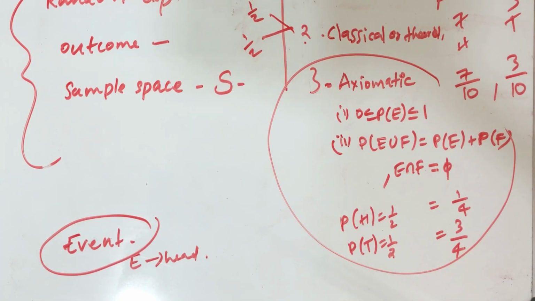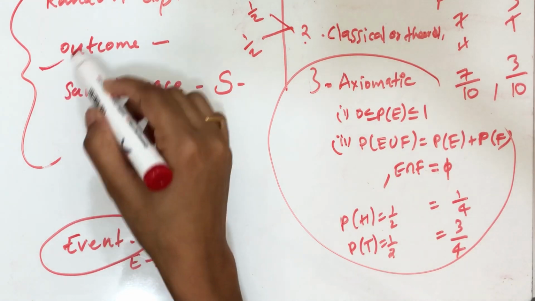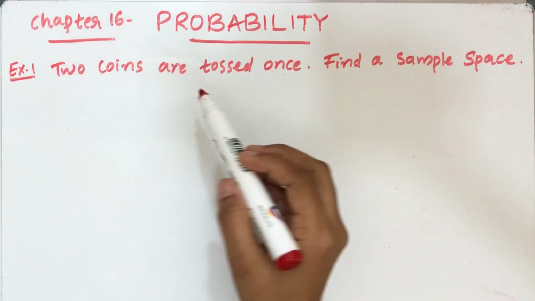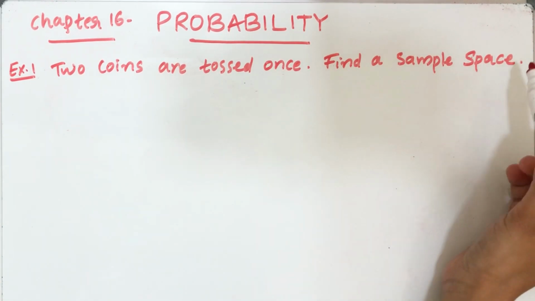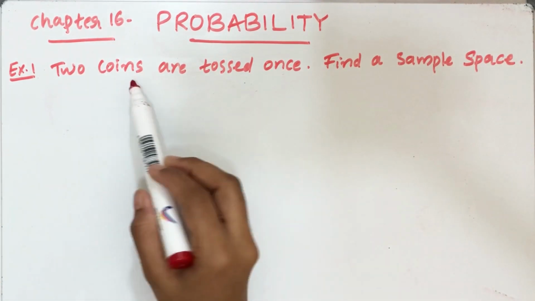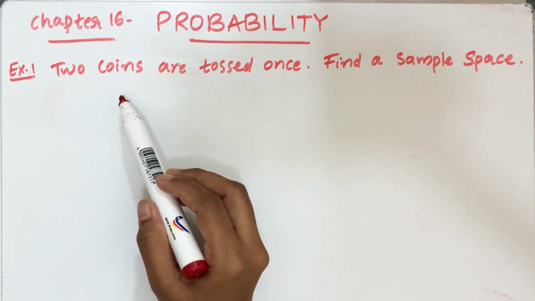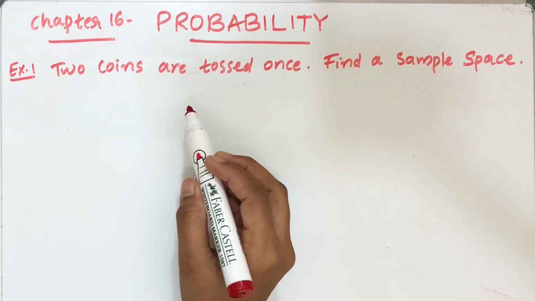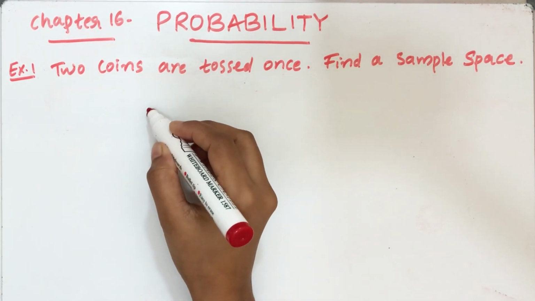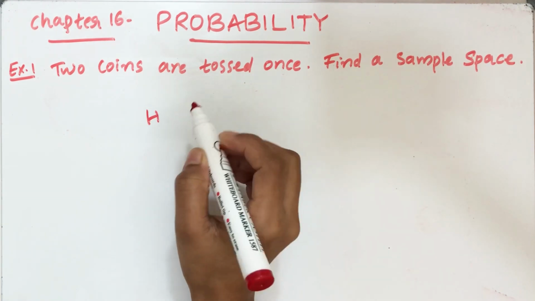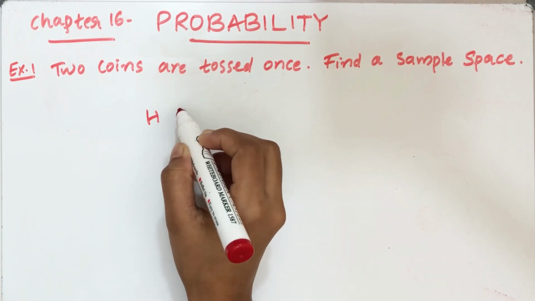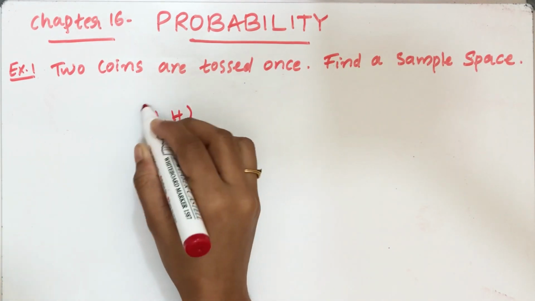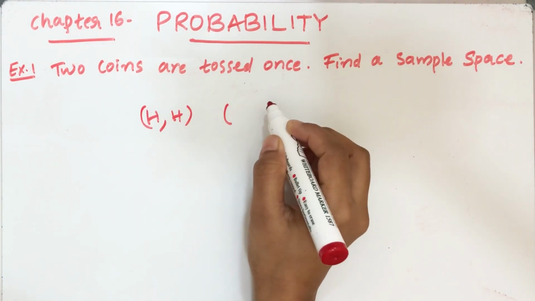Now we can see some examples to understand the terms outcome, sample space, sample point and so on. First example: two coins are tossed once. Find the sample space. We know if one coin is tossed, then the sample space is the set {H, T}. Here two coins are tossed. In the first coin it may show head, and in the second coin, again two possibilities: head or tail.